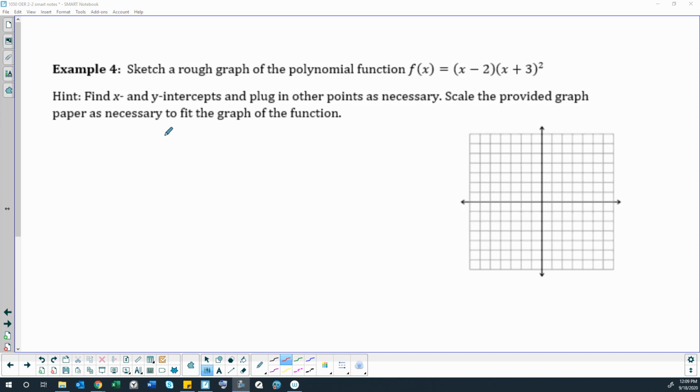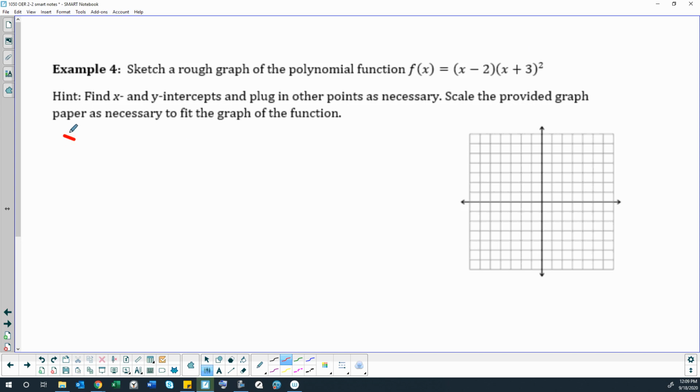A rough graph of the polynomial function f of x equals x minus 2 times x plus 3 squared. Hint: find the x and y intercepts and plug in other points. Scale the provided graph paper as necessary to fit the graph. So I didn't put any labels on it. You can label it any way you want to make it fit what you're doing.